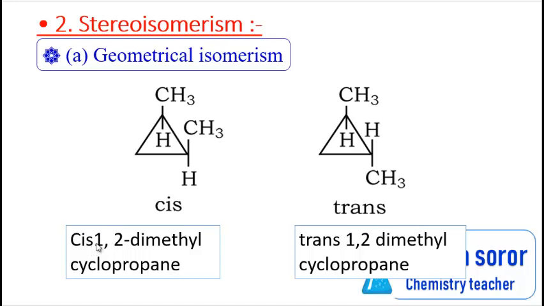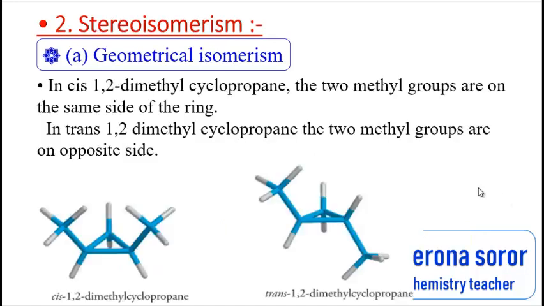In cis isomer, the two methyl groups are in the same direction. In trans isomer, the two methyl groups are in opposite directions. In cis 1,2-dimethyl cyclopropane, the two methyl groups are on the same side of the ring. In trans 1,2-dimethyl cyclopropane, the two methyl groups are on opposite sides of the ring.